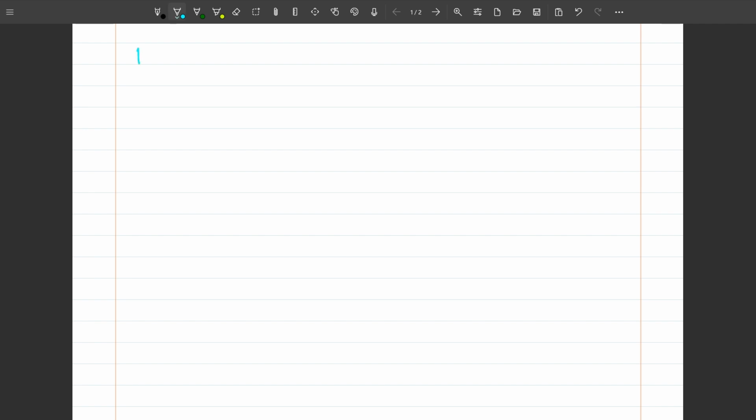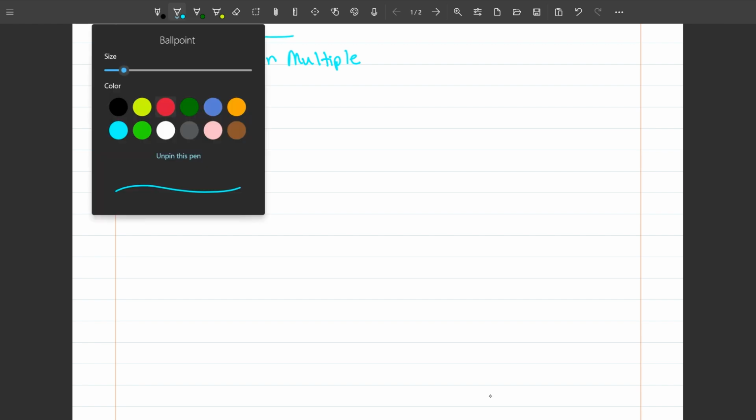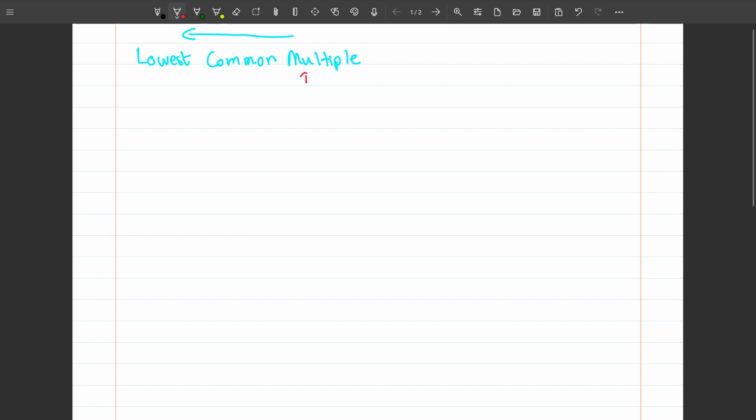So first, let's get the bits of it. Lowest common multiple. And we will take it in reverse order.